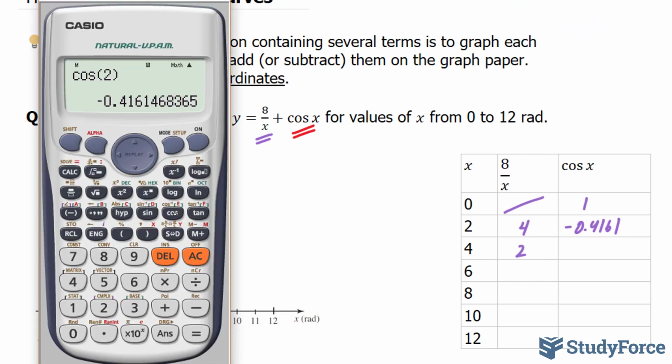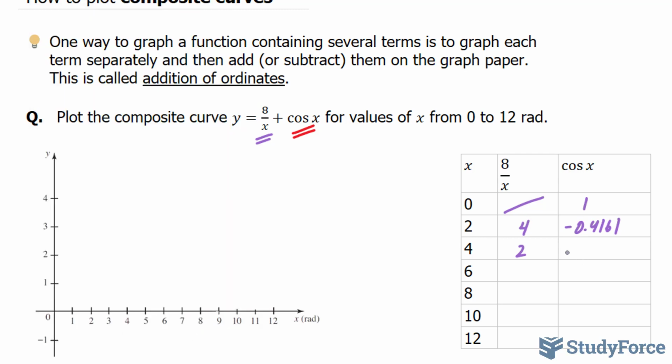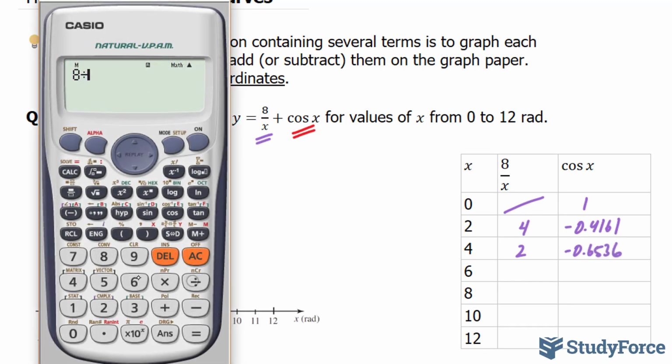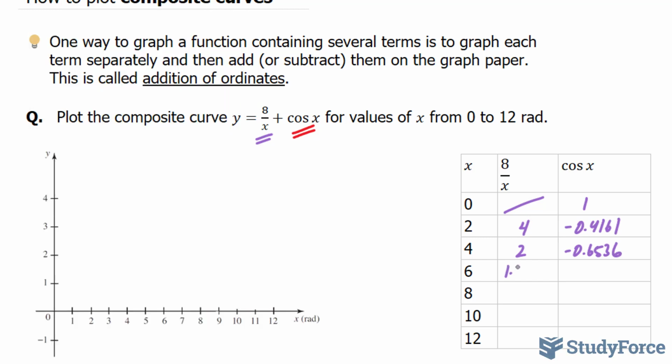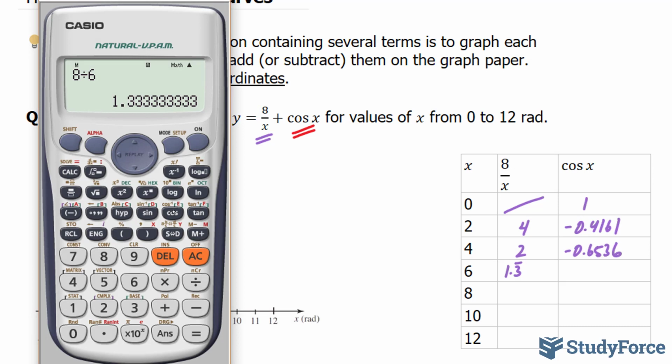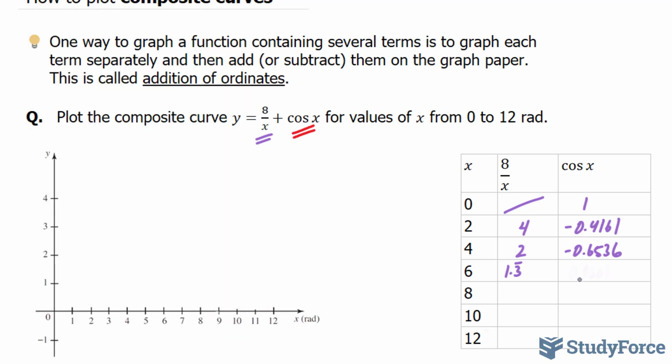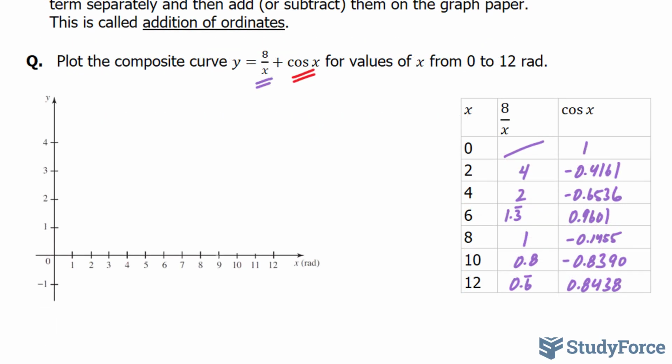And once again, cosine at 4 is negative 0.6536. 8 divided by 6 gives us approximately 1.33, and cosine at 6 gives us 0.9601. Now I'll do the same thing for the rest of these x's, and this is what you should get. Now that I've created my table, I can go ahead and plot both of these terms.